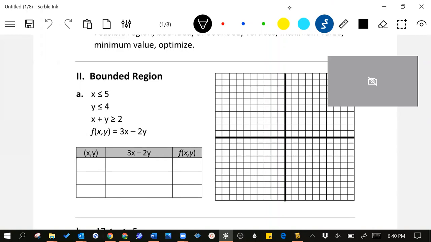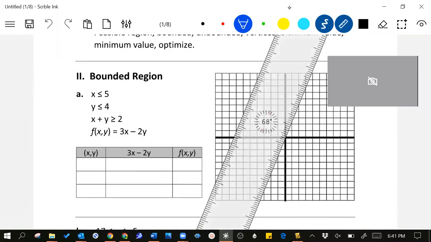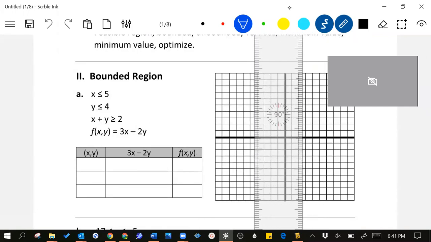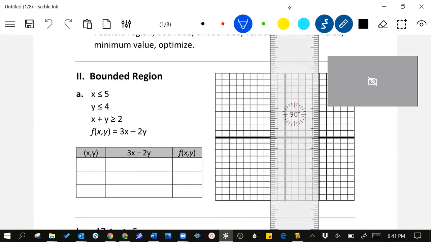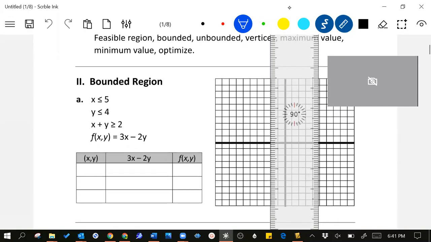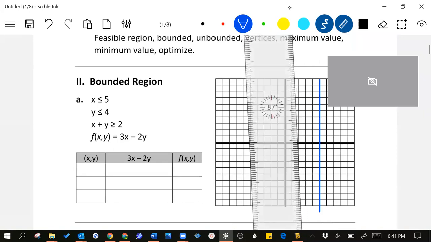For this bounded region, we have these equations. We're going to do 2 things. We're going to graph these equations first. So first thing, put them each here on the line. X greater than 5. So if I look at 1, 2, 3, 4, 5, I'll use the ruler that comes with this. 1, 2, 3, 4, and 5. So that's one of them.